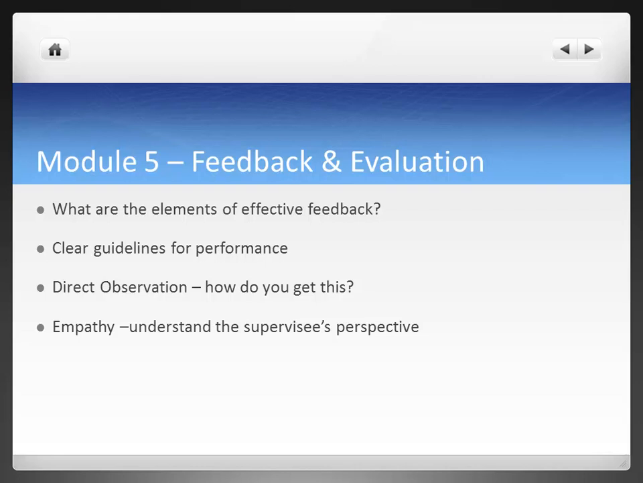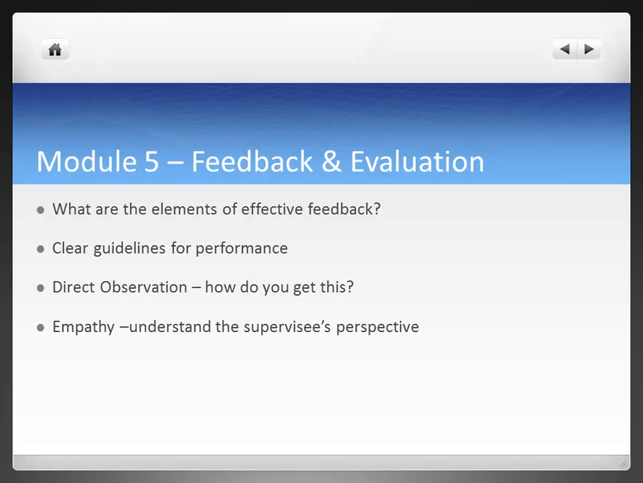What are some of the elements of effective feedback? First and foremost, having very clear guidelines for what your expectations are for the student are really important. The student needs to understand what you expect the outcome to be when you assign them a particular task.